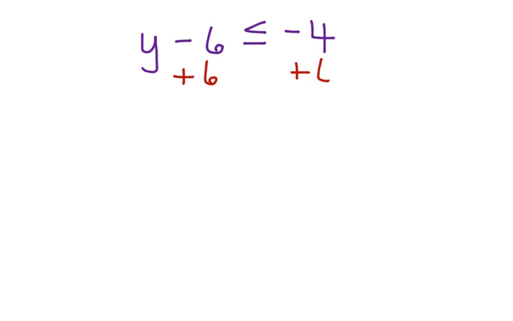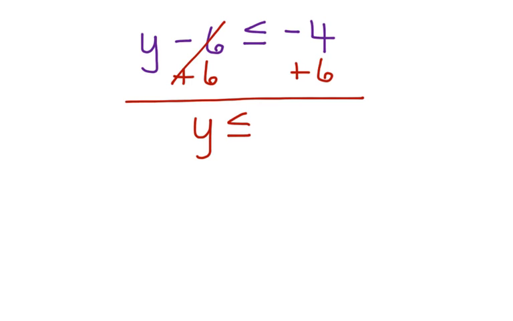Let's do another one. y minus 6 is less than or equal to negative 4. Now again, we're going to use the inverse operation to get y alone. We're going to add 6 to both sides of this inequality. These cancel. We bring down the y. y is less than or equal to, negative 4 plus 6 is 2. y is less than or equal to 2. Again, we've solved this inequality.